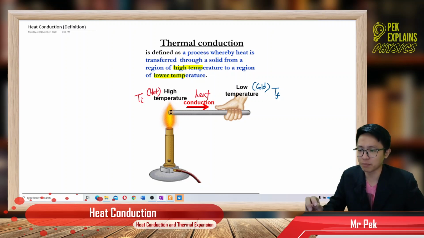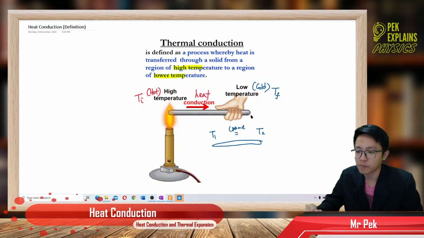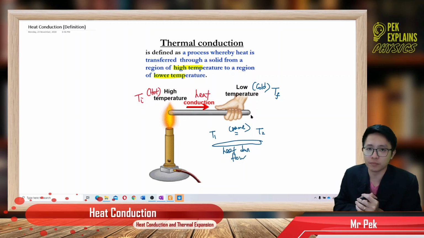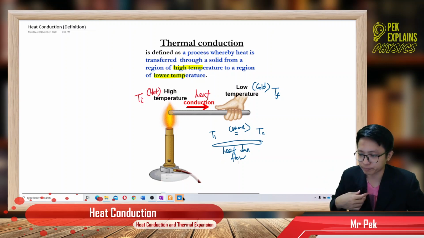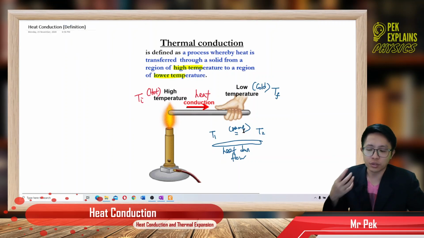If both ends have the same temperature, if you don't heat the metal rod, if let's say you just hold it here, both have the same temperature. Temperature 1 and temperature 2 are the same. Is there any heat flow? No. The heat doesn't flow. There's no net heat flow because the temperature at both ends is the same. There's no heat flow between two ends with the same temperature.